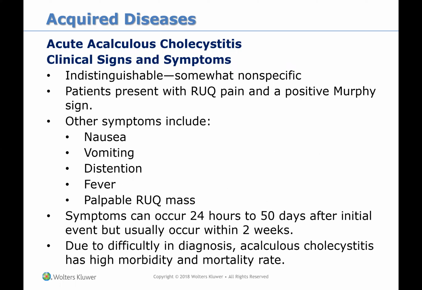Clinical signs and symptoms are indistinguishable, somewhat nonspecific. Patient presents with right upper quadrant pain, positive Murphy sign. Other symptoms include nausea, vomiting, distension, fever, palpable right upper quadrant mass. Symptoms can occur 24 hours to 50 days after the initial event, but usually occur within 2 weeks. Due to difficulty in diagnosis, acalculous cholecystitis has a high morbidity and mortality rate.